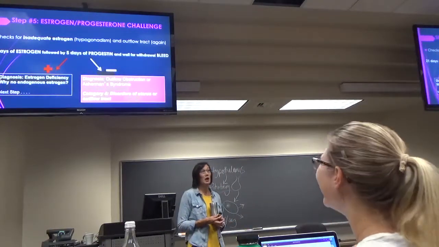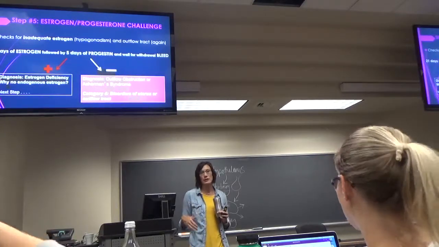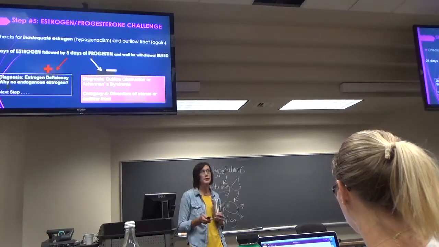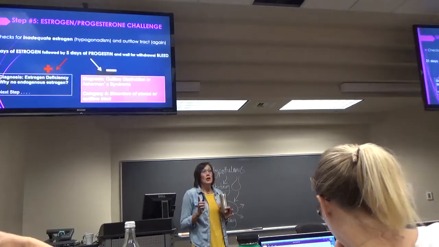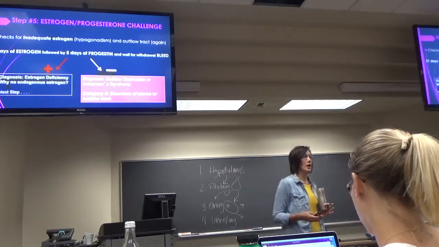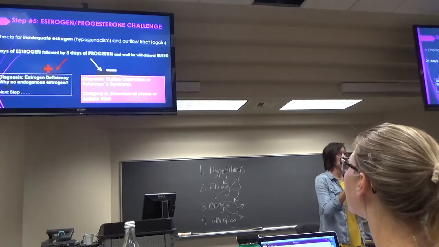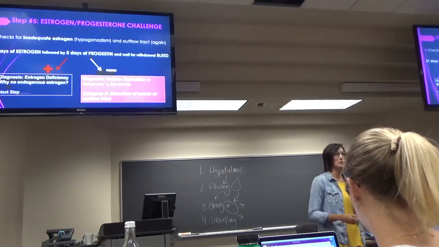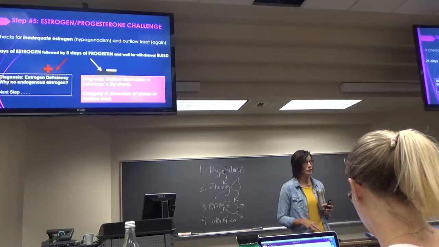I think it's probably because the levels vary too much. It's not as accurate, probably. Okay. So we know if she does not bleed, now we know she either doesn't have adequate estrogen or she still has something obstructing the bleeding. So we challenge her with both estrogen and progesterone.